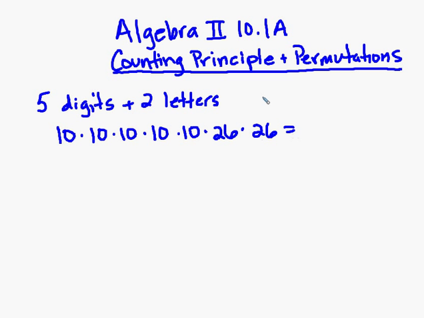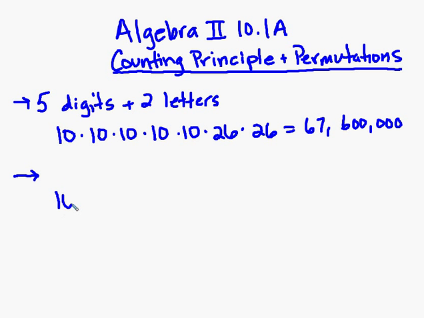And if I do the math and the calculations, I'll end up with a total number of 67,600,000 different permutations or possibilities of these combinations. In the second example, the book asks how many permutations there are if I cannot repeat the digits and the letters.